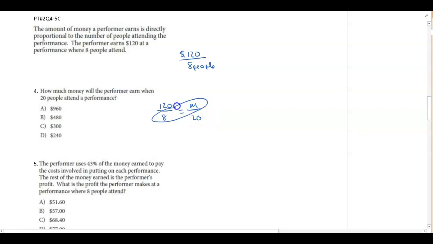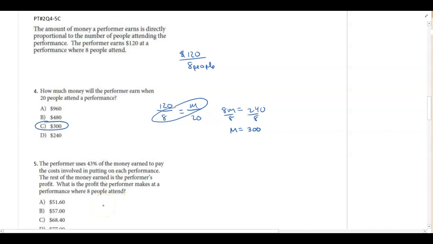When I cross multiply and solve this, 8M equals 120 times 20, which is 2400. And when I divide by 8, the amount of money would be $300, letter C.